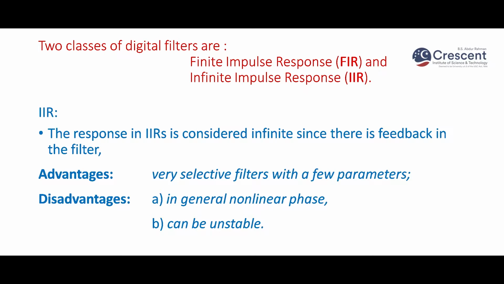So coming to the IIR filter, the IIR filters are nothing but the filters whose response is considered as infinite, since there is feedback in the filter. So advantages of IIR filters are they are very selective filters with few parameters. Then disadvantages are in general they are non-linear in phase and also unstable, and due to that disadvantage, the instability, we are moving to the FIR filter design.